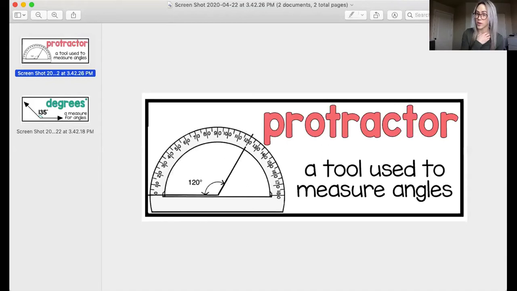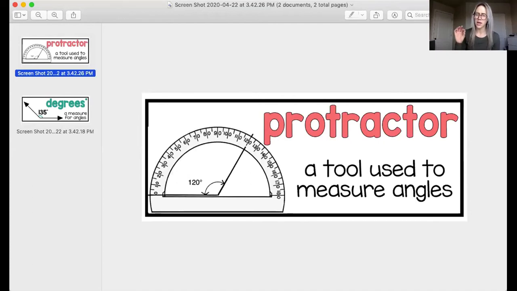And here we go. Let's go over some vocabulary words. 2 vocabulary words that we're going to be going over today in the lesson. The first one is protractor. So, of course, I had mentioned this before. This is part of our learning target. A protractor is a tool used to measure angles. So you're going to be using this in the lesson today and looking at it.